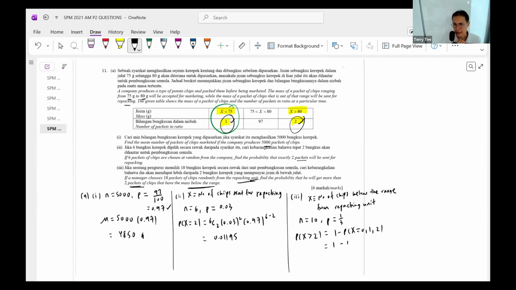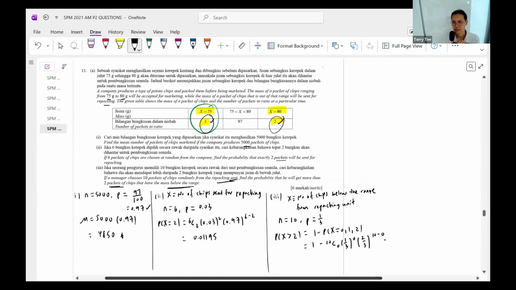What's your N? 10. C0. What's your P? 1/3 power 0. What's your Q? 2/3 power 10 minus 0. Wow, I don't know whether I got enough space to write all this. Minus 10C1, 1/3 power 1, 2/3 power 10 minus 1. Minus 1 more, 10C2, 1/3 power 2, 2/3 power 10 minus 2. Okay, for me, I would not use the normal way. I'll use my calculator. So guys, use this calculator.